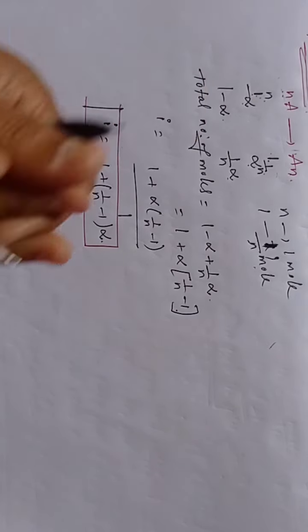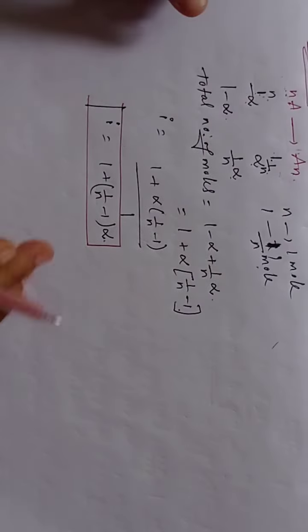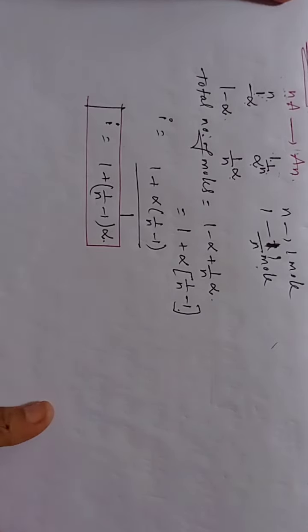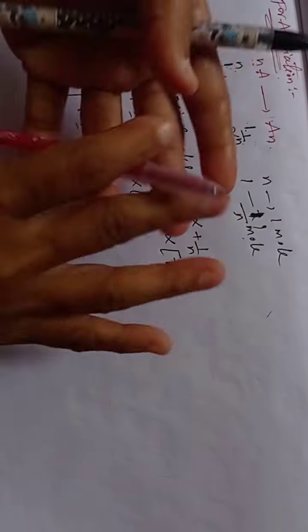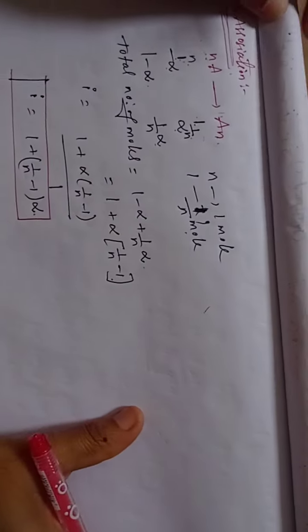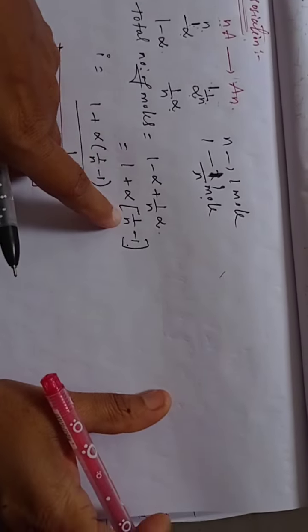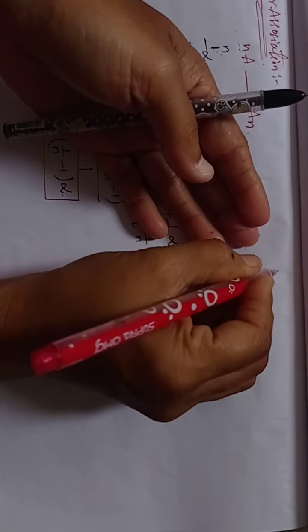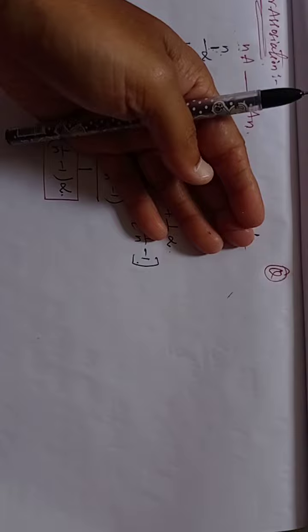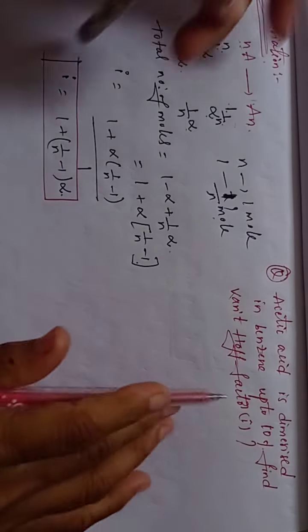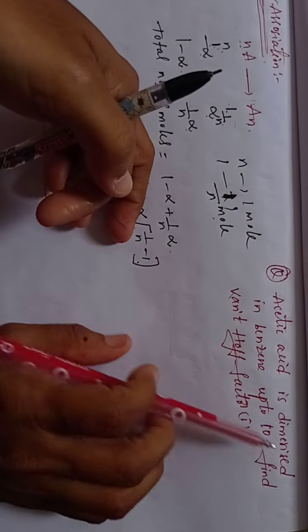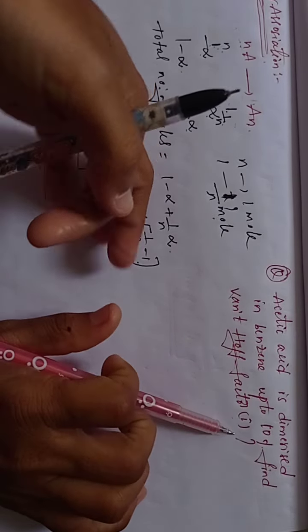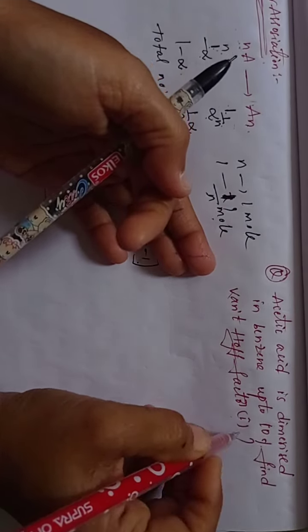Now the question. So i is equal to 1 plus (1 by n minus 1) into alpha. This is in the case of association. Now see students, here is a problem. Now I am going to discuss the problem. So this is the problem: acetic acid is dimerized in benzene up to 10%. Find the Van't Hoff factor, the i value.